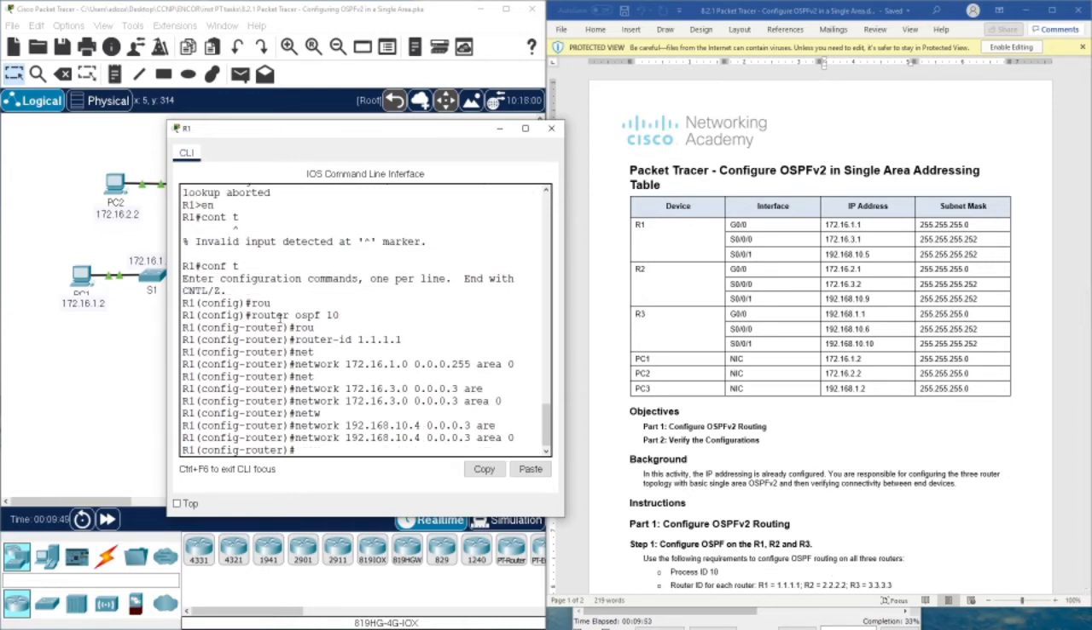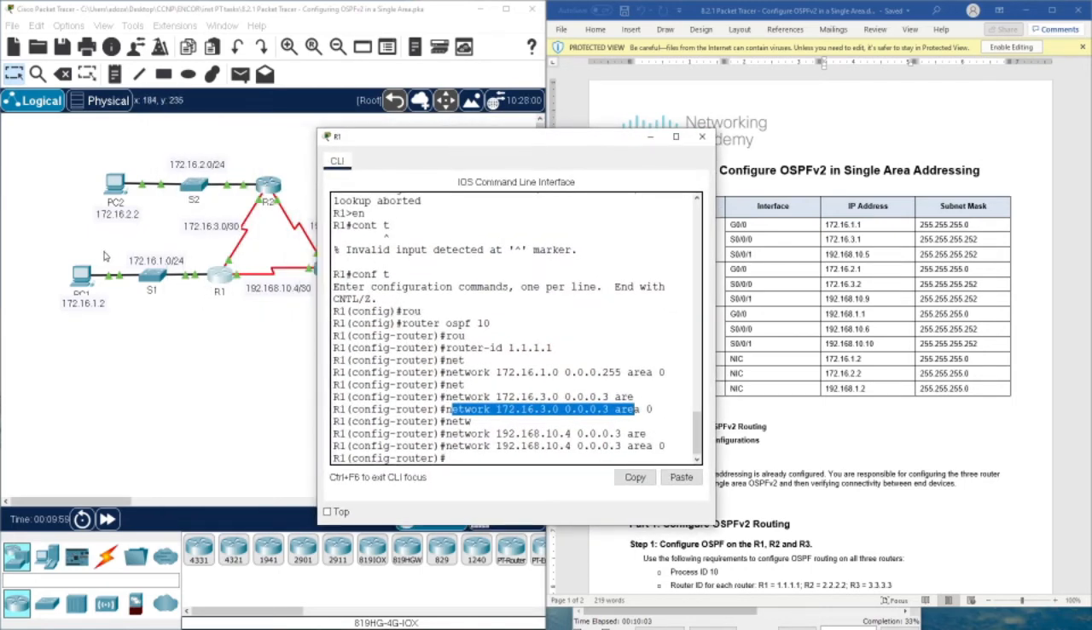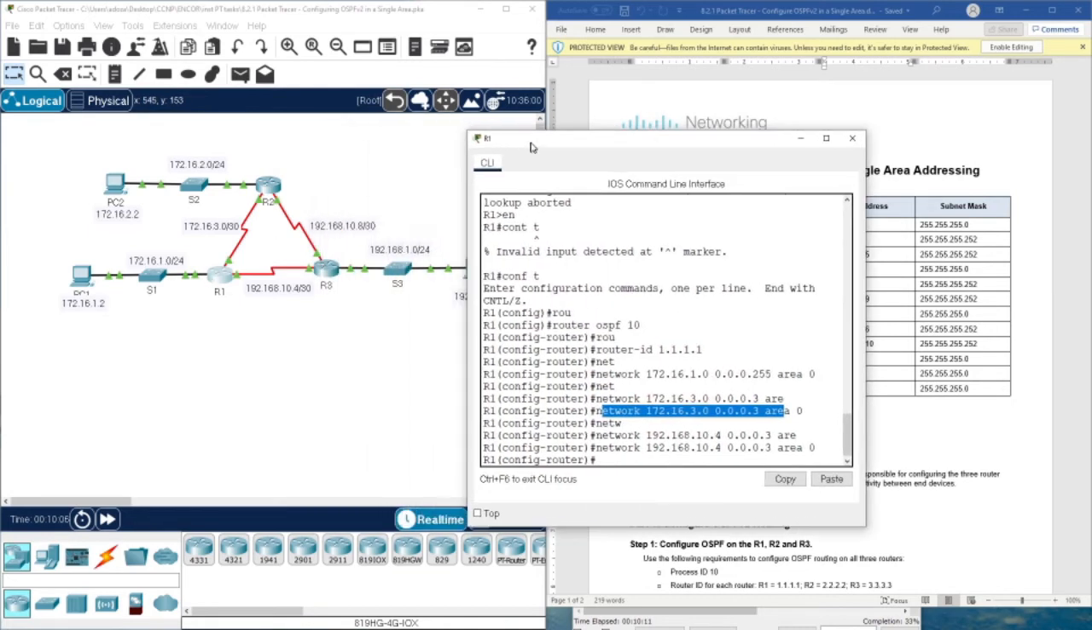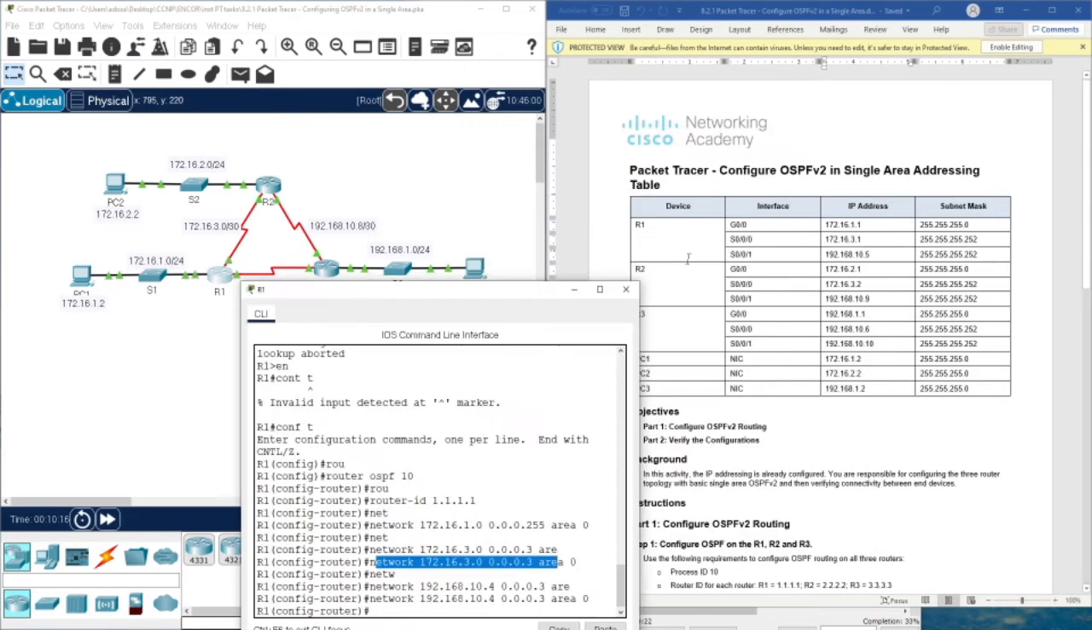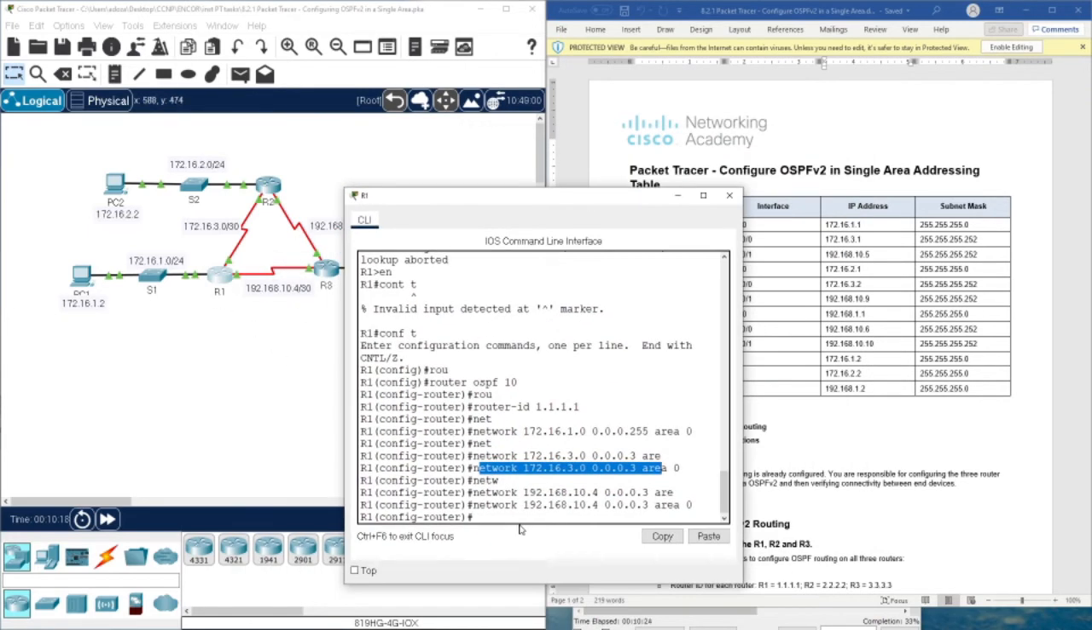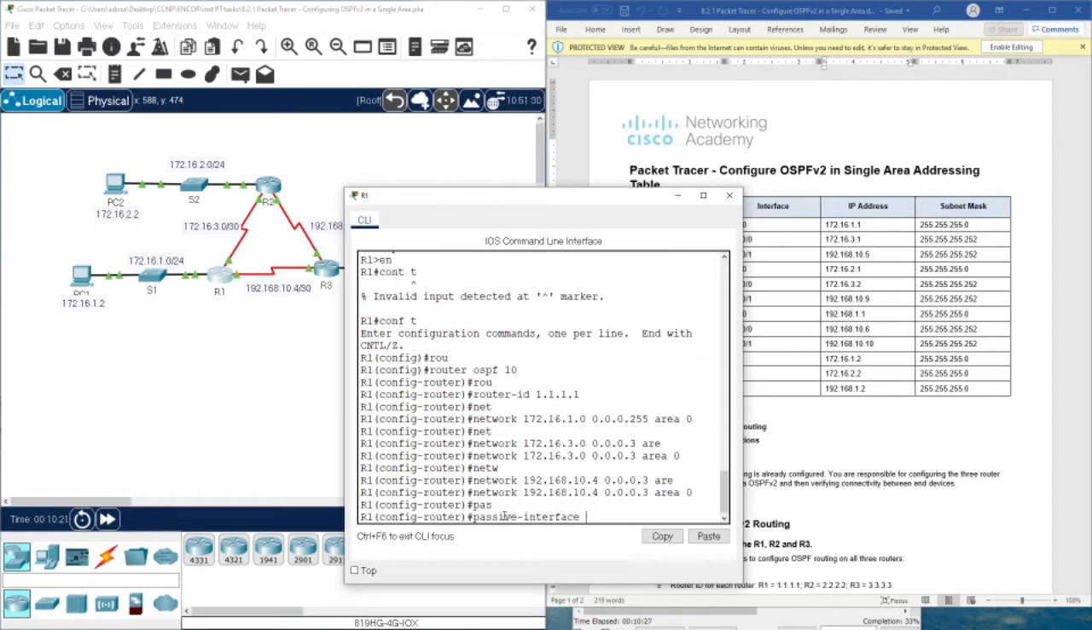Okay, so we configured OSPF, we advertised the networks, and what else do we need? We need to make this interface passive, because we don't need to share routing information with the devices. We need only to keep the routing information between these 3 routers. So for this purpose we will make this gigabit interface, gigabit 0/0, passive. To do this we just type passive-interface gigabit 0/0.